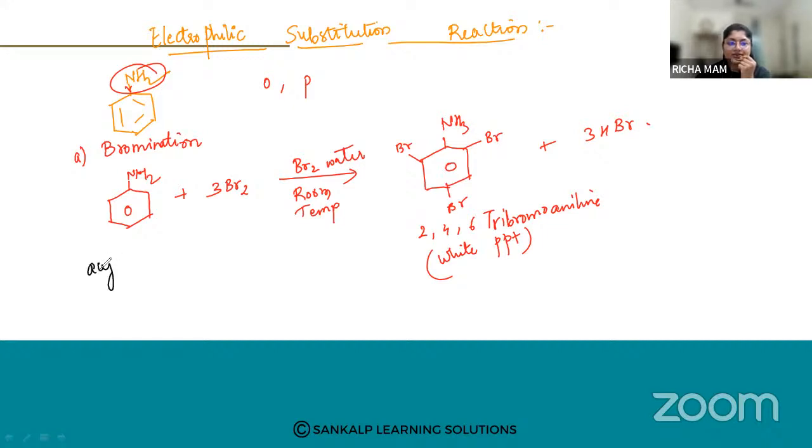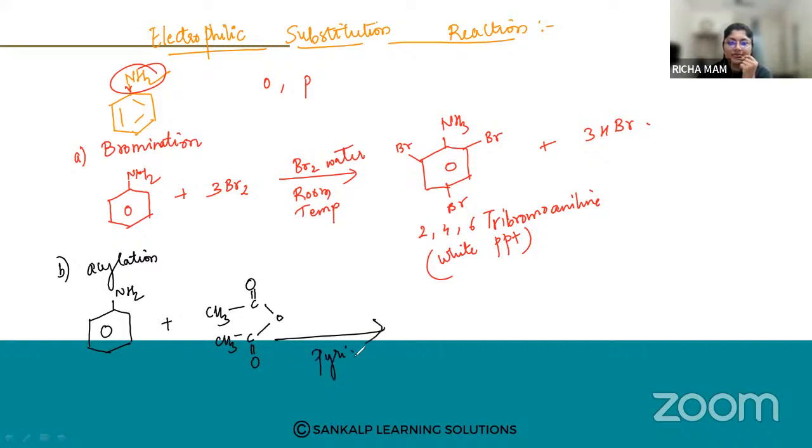Next is our acylation reaction. Acylation means in the presence of acetyl chloride. So let us take aniline, in the presence of acetic anhydride, C double bond O. We have taken acetic anhydride in the presence of a base like pyridine. What am I going to get? I'm going to get acetanilide.